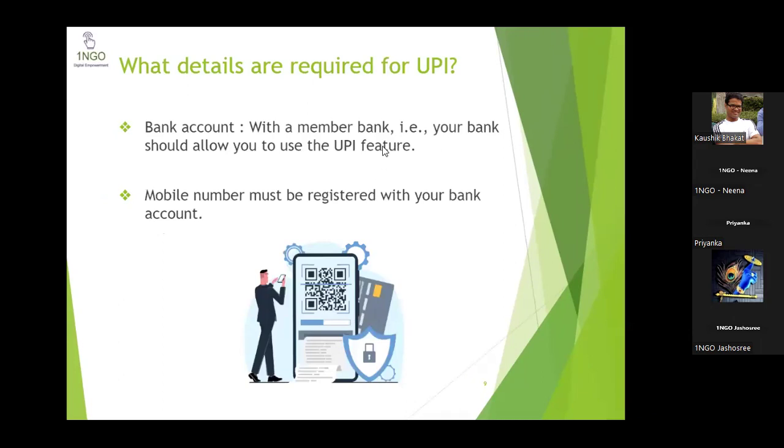What are the details required for UPI ID? What are the documents we require for UPI ID? Means a bank account. A bank account must be there, associated with the member bank. Your bank should allow you to use the UPI feature. Mobile number must be registered with your bank account. Yeah, the mobile number is always registered with the bank. You can get the messages from the bank, debited, credited amount. I think everyone has seen that, right?